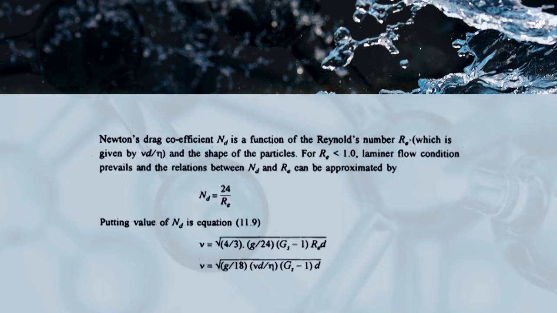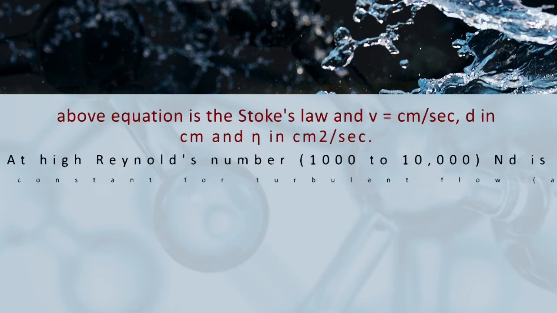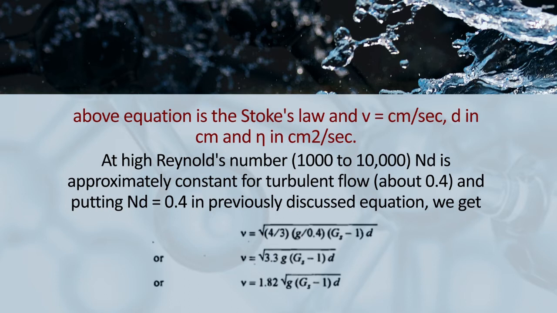For Re less than 1, laminar flow condition prevails. Then the relation between Nd and Re can be approximated by Nd is equal to 24 divided by Re. So put the value of Nd in the previous equation. Then V is equal to under root of g by 18 into (Gs minus 1) into d square divided by nu. The above equation is the Stokes law, where V is in centimeter per second, d in centimeter and nu in centimeter square per second.